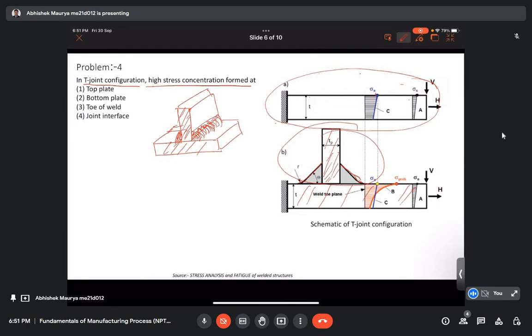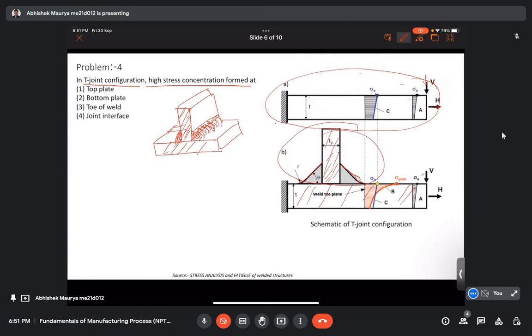But here, when we brought another component and jointed them like this, so when this beam was alone, and we had applied some vertical force V, and some horizontal force H, because of these forces some stress will be generated in the cross section of the beam.